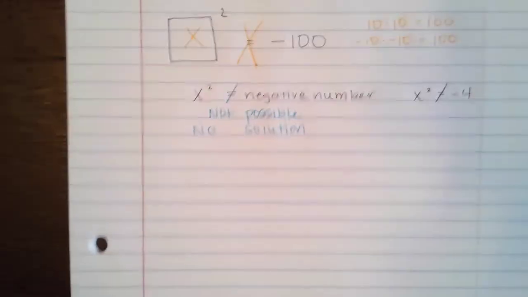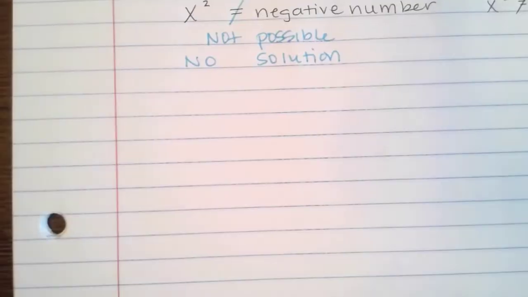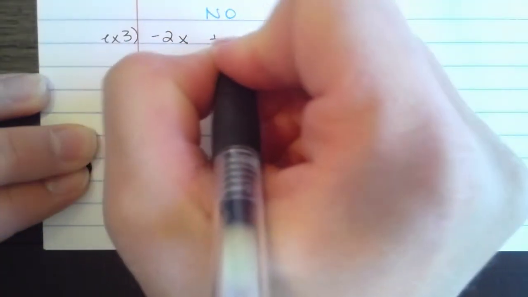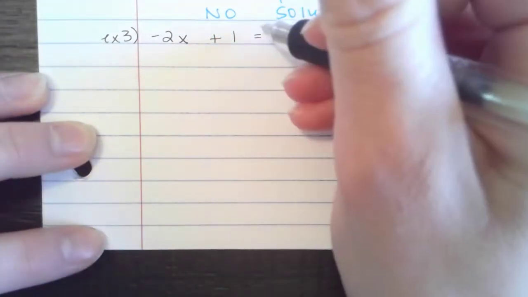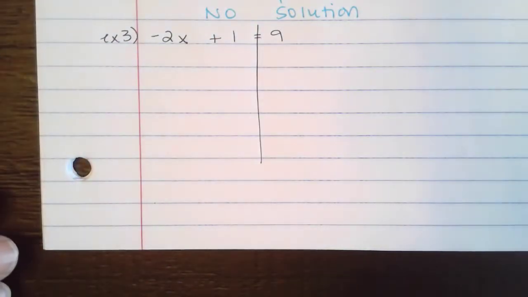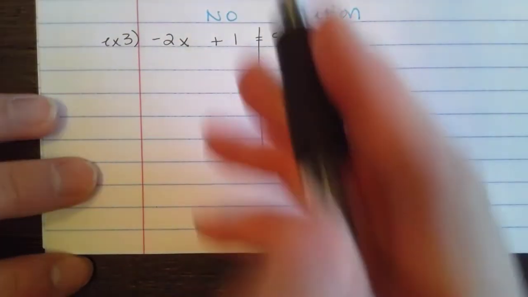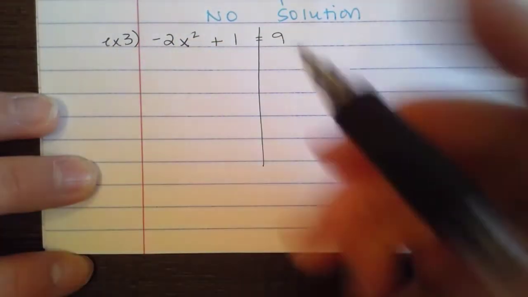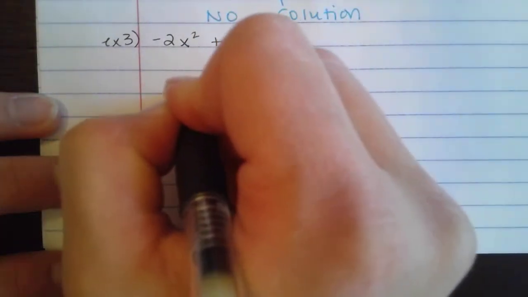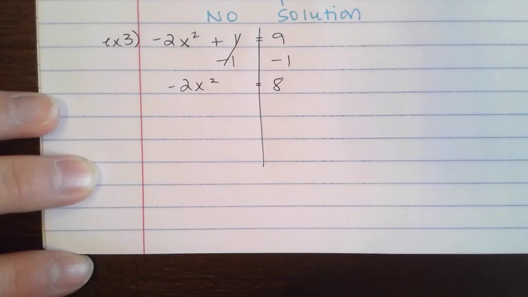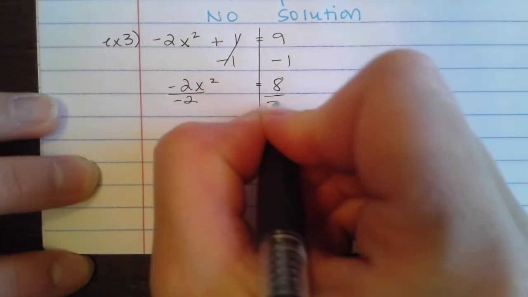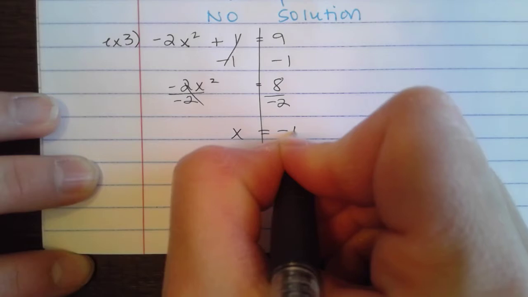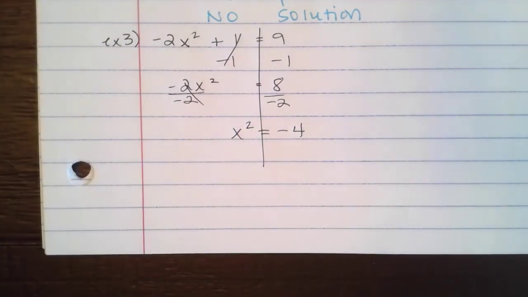So let's see an example. I'm going to have example 3 because we just did example 1 and 2 in the last video. So our last example for today, example 3, looks like this. Negative 2x squared plus 1 is equal to 9. Okay, that was kind of blurry, sorry. All right, so trying to get x squared by itself, subtract 1. Divide both sides by negative 2. X squared is equal to negative 4.